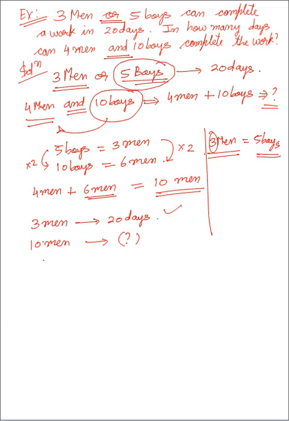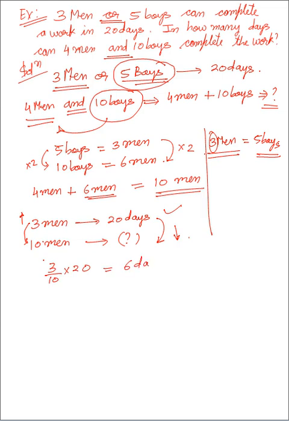So here you can see the number of men are increasing, from 3 to 10. So the number of days will obviously get reduced. Men are increasing, so they will require less number of days. So this is indirect proportion. In indirect proportion you have to keep it as it is, 3 by 10 multiplied by 20. So it is 6 days. The final answer is 6 days.